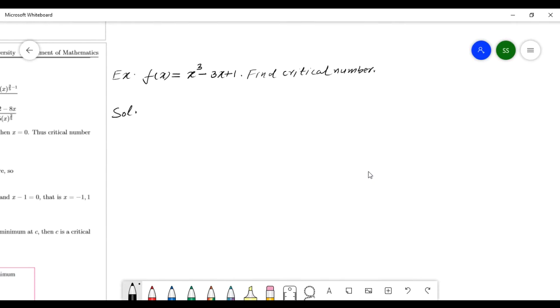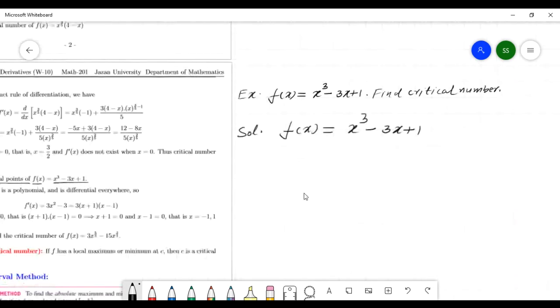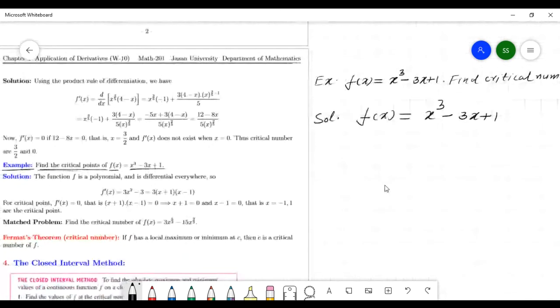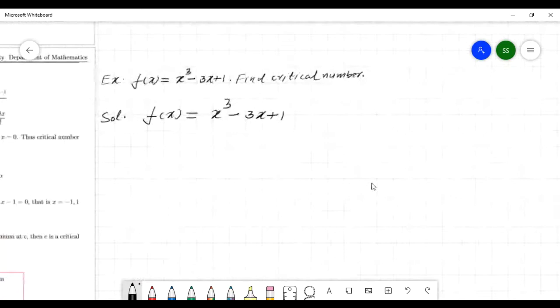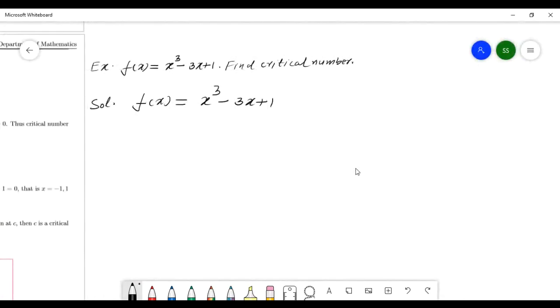Okay, so this f of x equal to x power 3 minus 3x plus 1, right? It is a polynomial, okay? So it is differentiable everywhere, okay? Polynomial is differentiable everywhere, right? Now look how to find the critical number here.